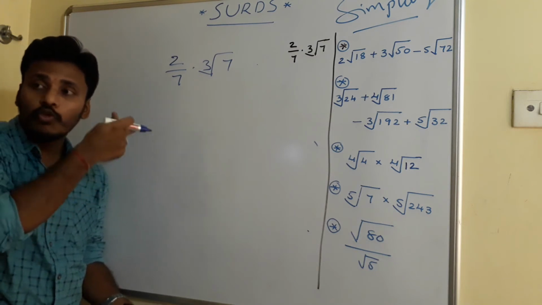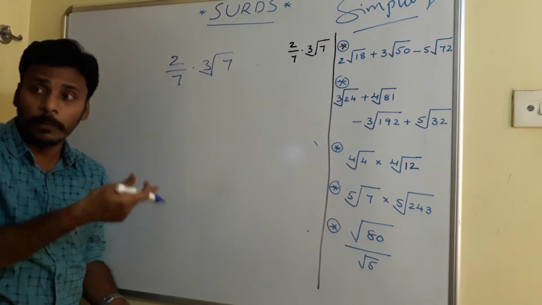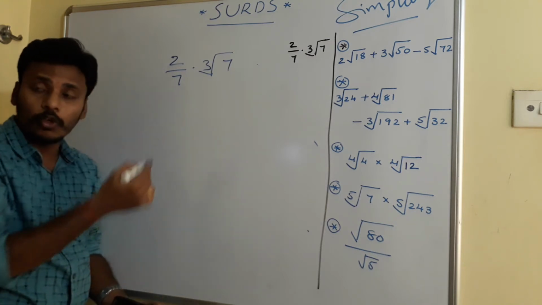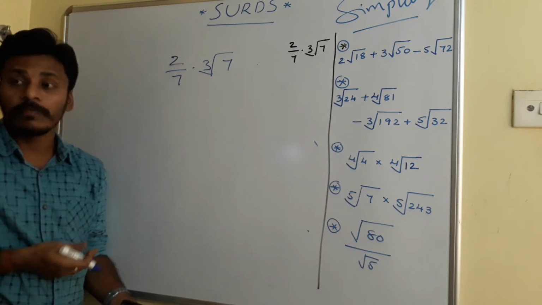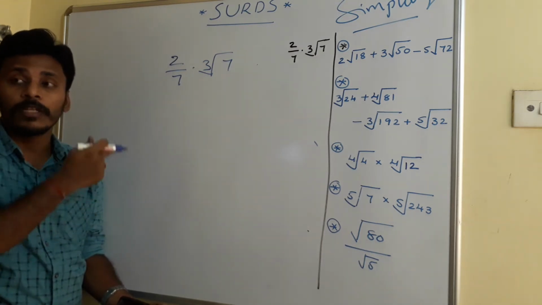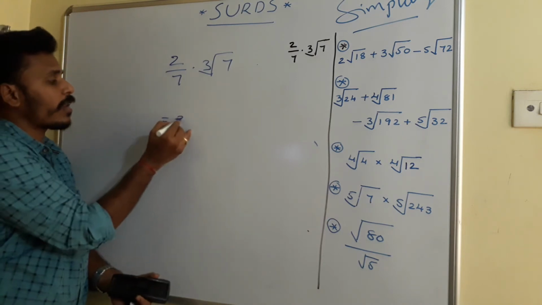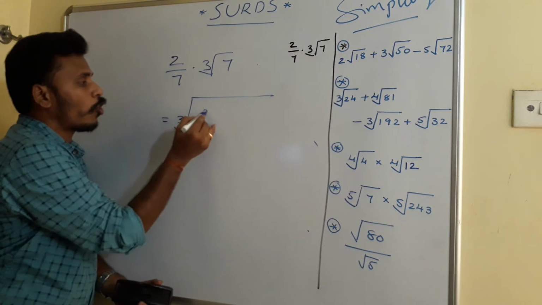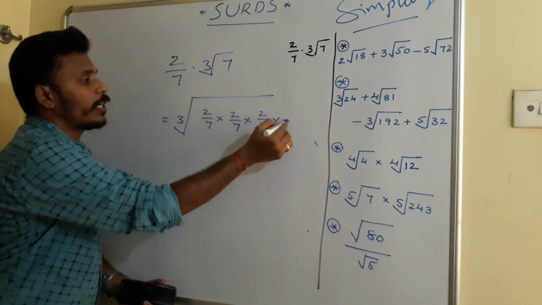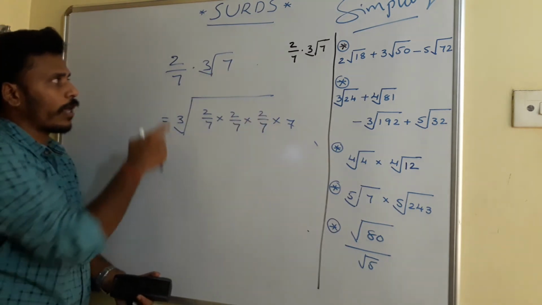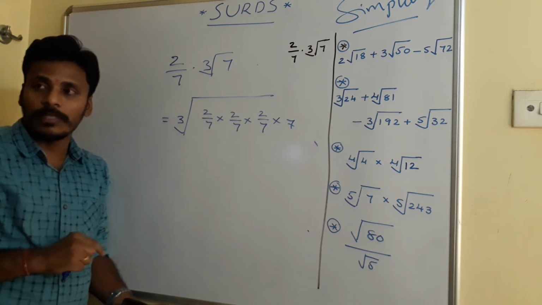Since we are sending 2/7 into the cube root, I am repeating once again: if you have under the cube root a number 3 times, you write 1 time outside the cube root. But here we have 1 time outside, so if you are writing it inside that cube root, you need to take 3 times. Then it becomes cube root of 2/7 into 2/7 into 2/7 into 7. This 7 as it is I am writing, but this 2/7, if it comes in, becomes 2/7, 2/7, 2/7.